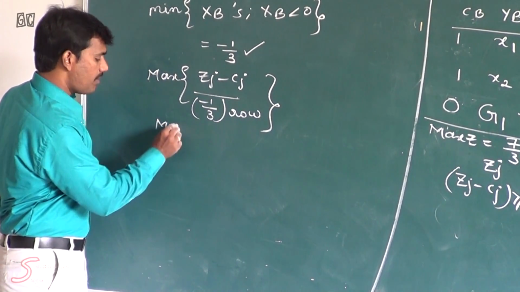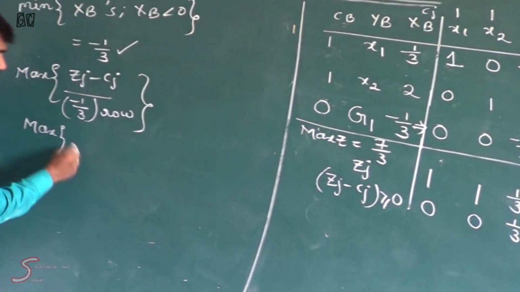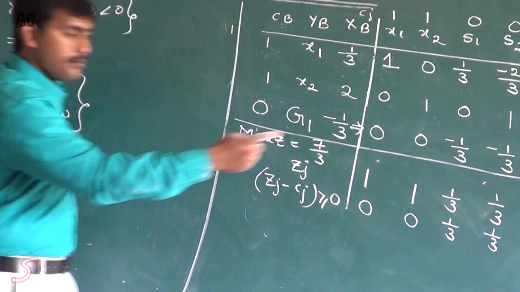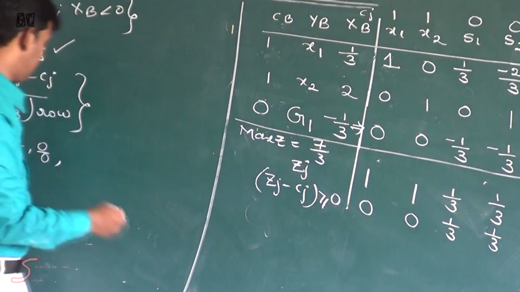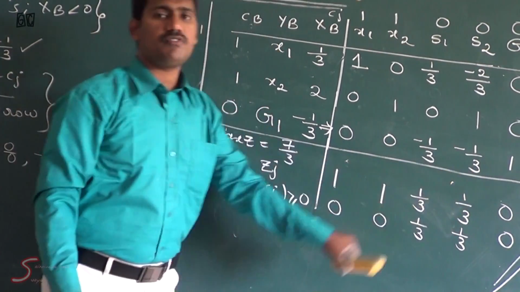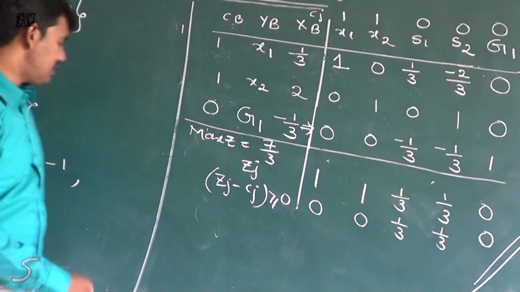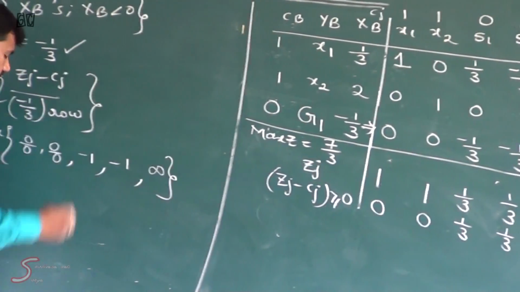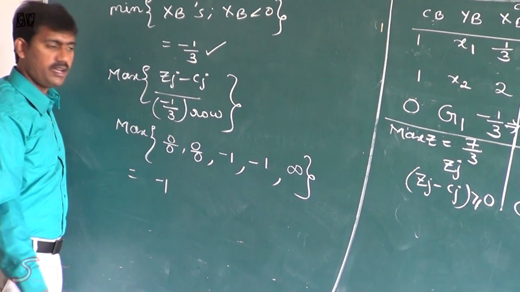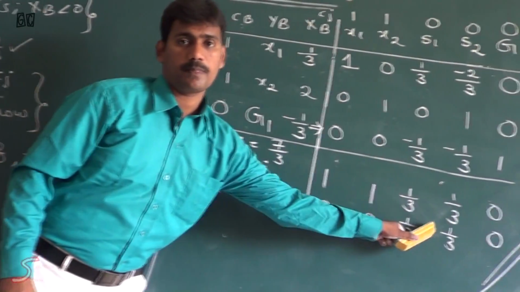That is maximum of Zj minus Cj, which is 0. 0 by 0 undefined. Again 0 by 0 undefined. 1 by 3 by 1 by 3, that is again minus 1. Again 1 by 3 by minus 1 by 3, again minus 1. And 0 by 1, that is undefined. In this, the maximum is obviously minus 1. Okay, so this minus 1 means these two only.